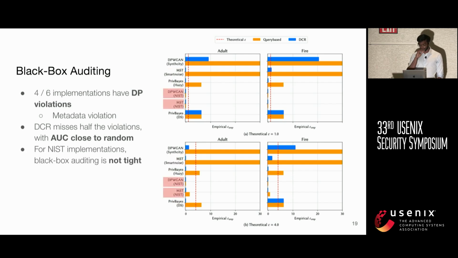Lastly, we find that for the NIST implementations, which do not have this metadata violation, the black box auditing is not tight. We also fix the violations for the other algorithms and find that in the black box setting, the auditing is not tight. The empirical epsilon is not close to the theoretical one.